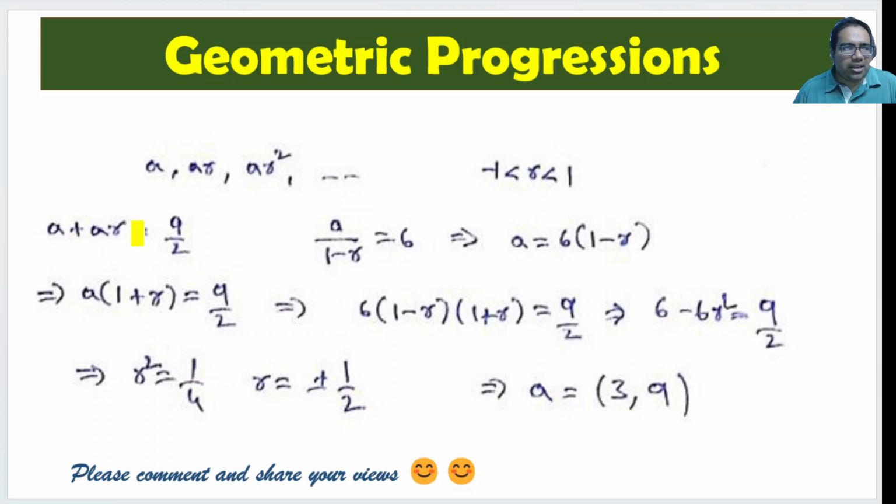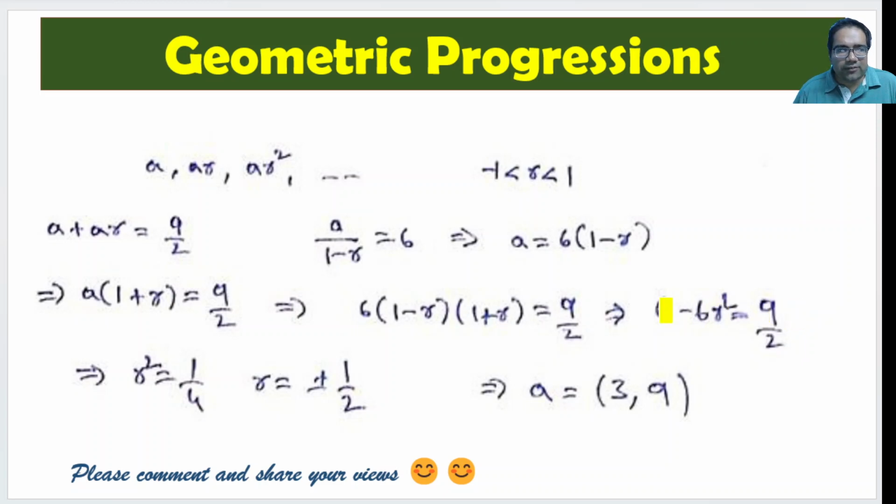At the same time, a plus ar, that is the sum of first two terms, is 9 by 2. This implies a times 1 plus r is equaling 9 by 2. We are taking a common here. Now a is 6 times 1 minus r. Let's take this part and substitute here. So 6 times 1 minus r times 1 plus r is equaling 9 by 2. 1 minus r into 1 plus r is 1 minus r square, right? So 6 minus 6 r square is equaling 9 by 2.